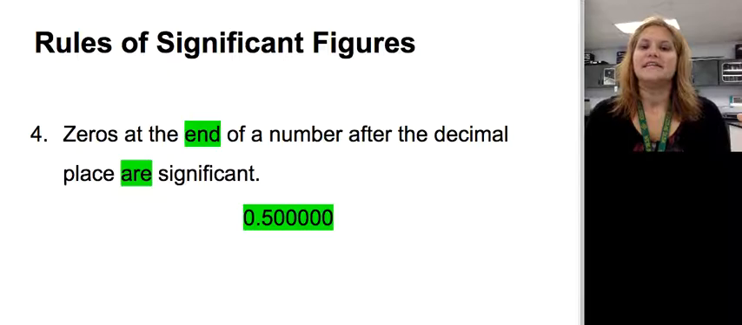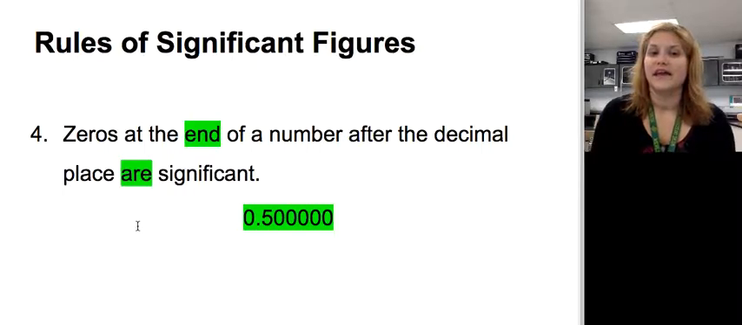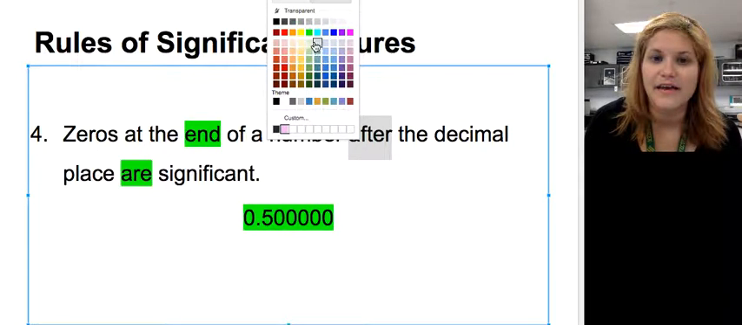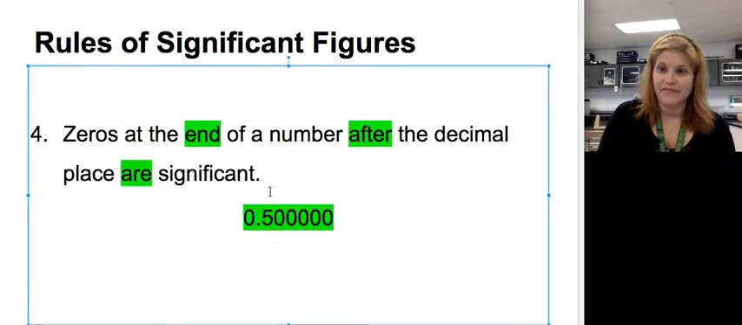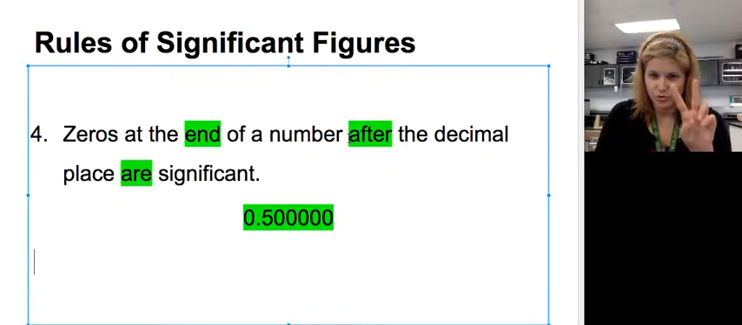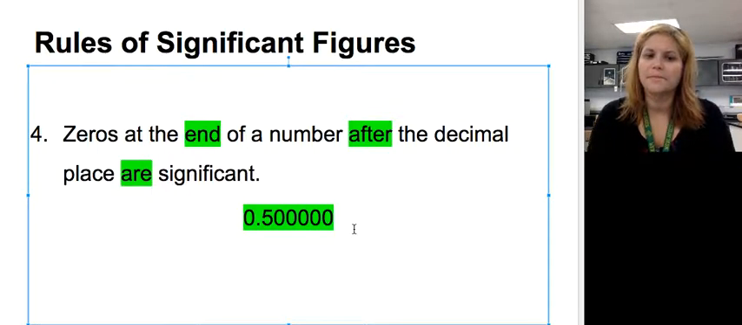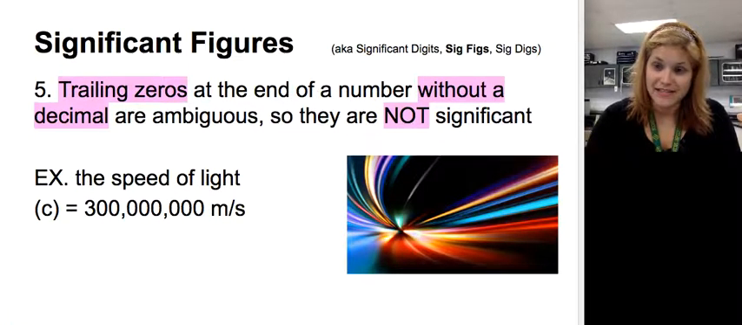Okay. Now the zeros at the end of a number after the decimal place are significant. And you know what? I'm going to actually highlight this after right here because that matters. So they've got to be at the end meaning that they came after a non-zero number, and after a decimal place as well. So that's rule number 4. Zeros at the end of a number and after the decimal. So it's like 2 rules in one.